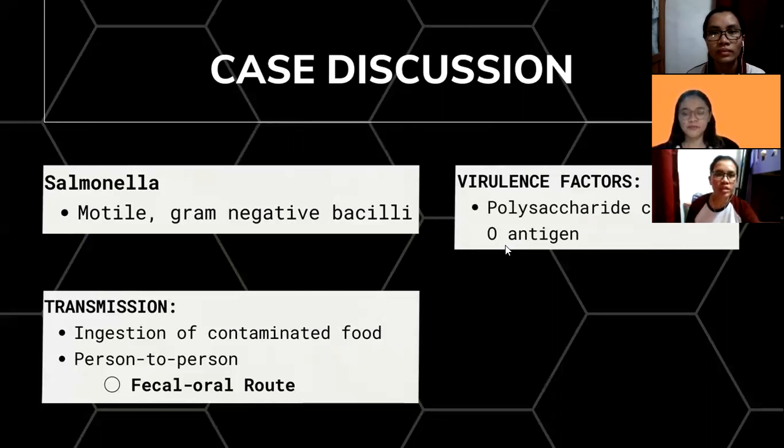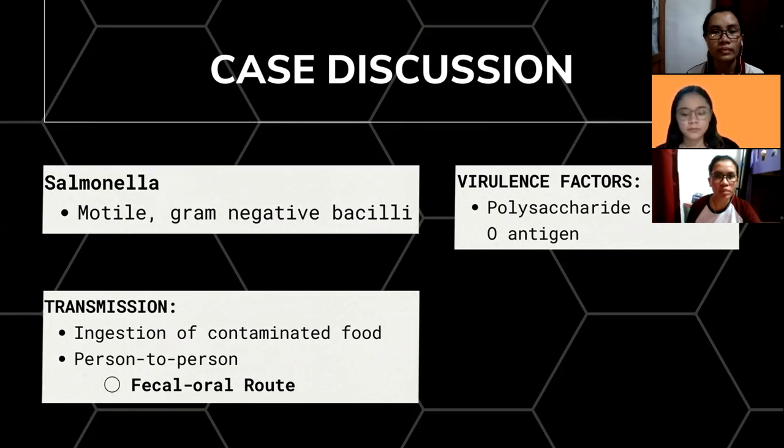So let's proceed to the case discussion. Salmonella are motile, gram-negative bacilli that are widely disseminated in nature. Animals such as turtles, lizards, snakes, and birds are associated with Salmonella. Salmonella may infect humans via ingestion of contaminated food products that are typically of poultry or dairy origin. Person-to-person transmission may also occur by the fecal-oral route.